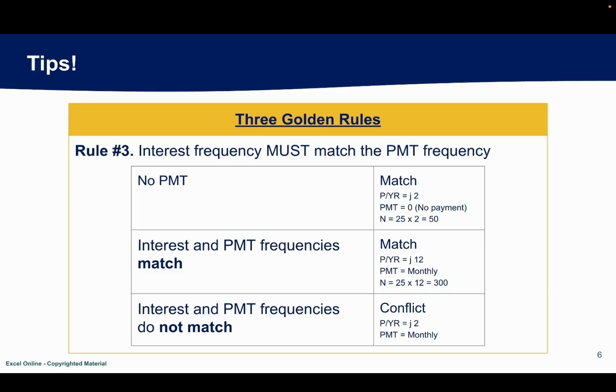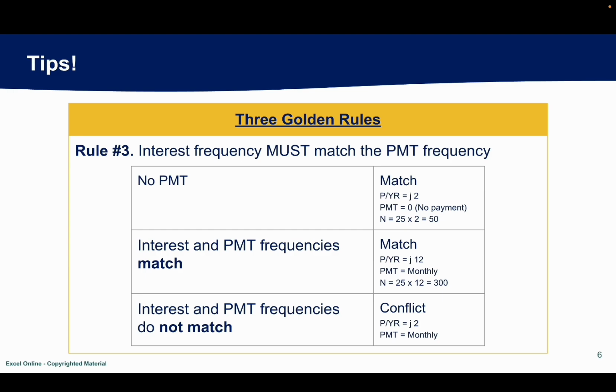Frequency means how often something is happening. For us to answer math questions, we must ensure that the number of times the rate is divided equals the number of payments made per year. For every question, there are 3 possibilities with the third golden rule.